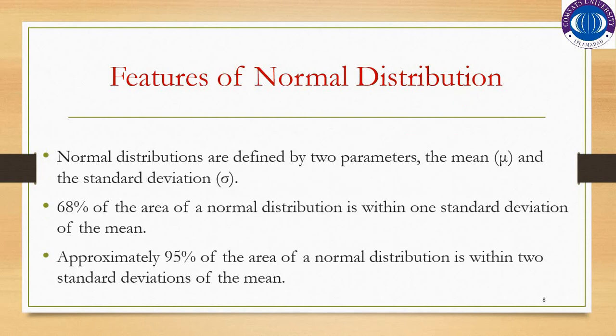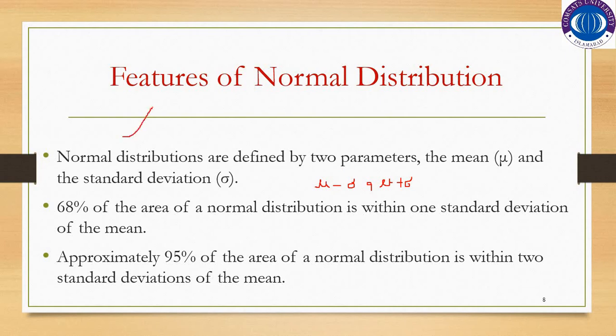Normal distributions are defined by two parameters, the mean and the standard deviation. 68% of the area of a normal distribution is within one standard deviation of the mean. Approximately 95% of the area of a normal distribution is within two standard deviations of the mean. This one means that mu minus sigma and mu plus sigma, this is the interval, and this interval will contain 68% of the data.